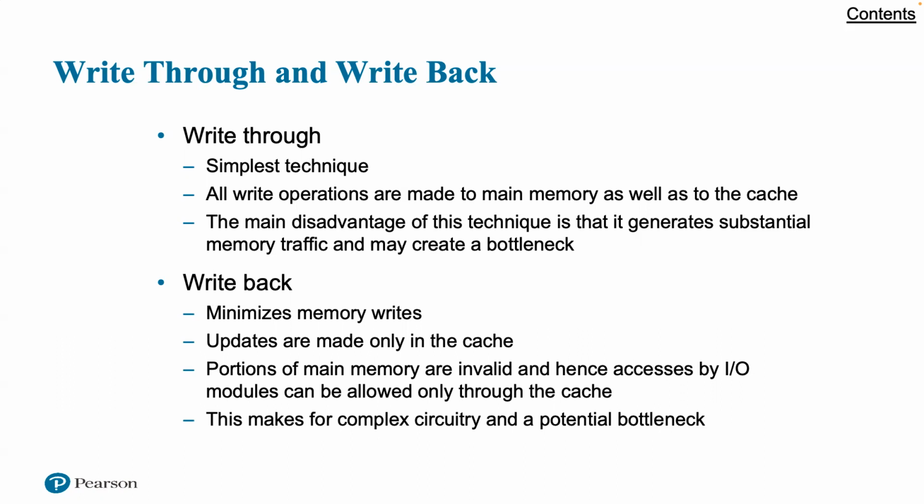An alternative technique is known as write back, and it minimizes memory writes. With write back, updates are made only in the cache. When an update occurs, a dirty bit or use bit associated with the line is set. When a block is replaced, it is written back to main memory if and only if the dirty bit is set. The problem with write back is that portions of main memory are invalid, and hence accesses by I/O modules can be allowed only through the cache. This makes for complex circuitry and a potential bottleneck.